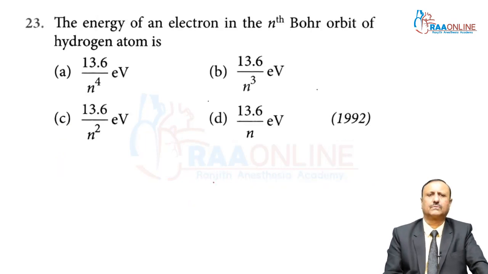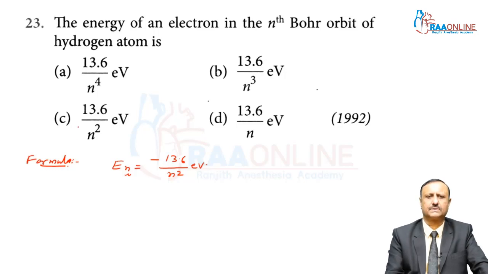Now, my dear students, we can go to question number 23. The energy of electron in the 9th Bohr orbit of hydrogen atom is, what is the formula? Your formula is the same: En equals minus 13.6 upon n square electron volt. So for the 9th orbit, it is minus 13.6 upon n square. So, my dear students, for question number 23, your answer is C; you can put the negative sign for electron's energy.